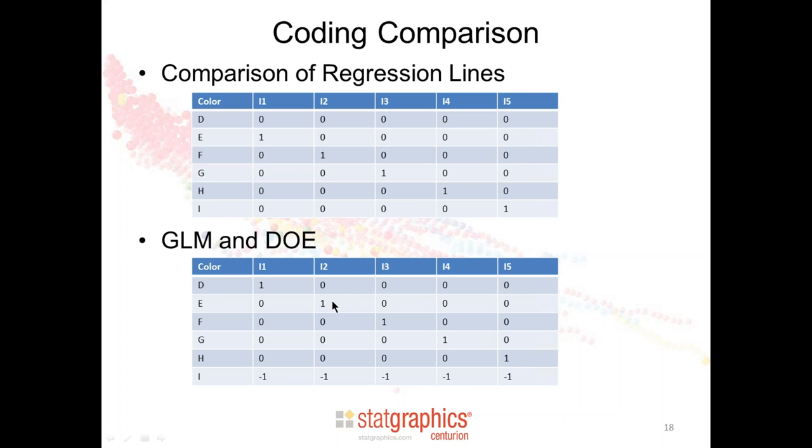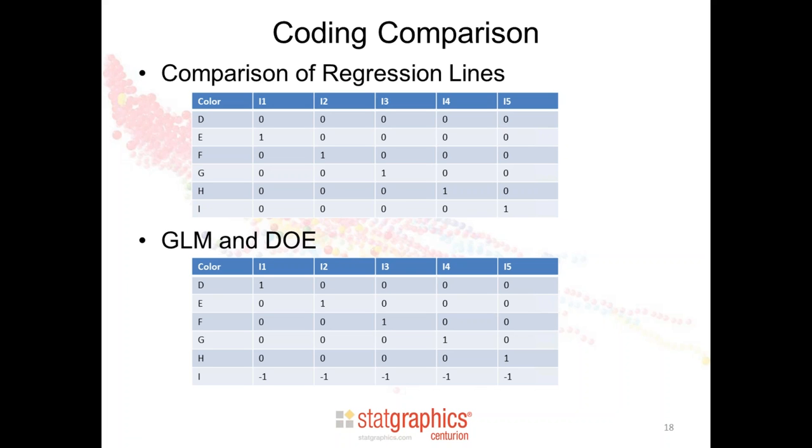Likewise, I2 will be 1 if it's color E, -1 if it's color I, and 0 otherwise. Now, why do we do that sort of coding? The reason is so that the average value of each of the indicator variables is 0. There are major advantages to that, because if I want to make predictions and average over all the colors, I can simply set all the indicator variables to 0.